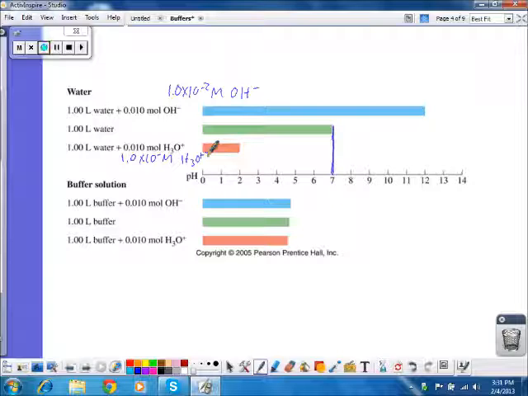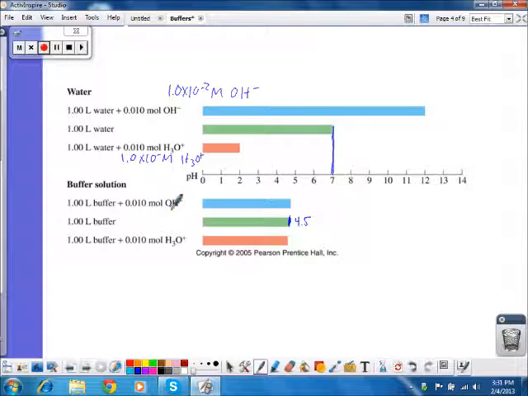But if I start off with a buffer solution that has a pH of somewhere, this is probably about 4.7. Oh, excuse me, I was looking at the wrong one. Here's my buffer. My buffer solution right here, that's probably about 4.5. So here's just my buffer.